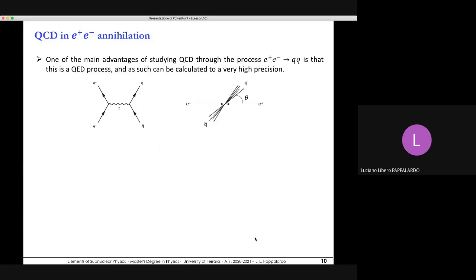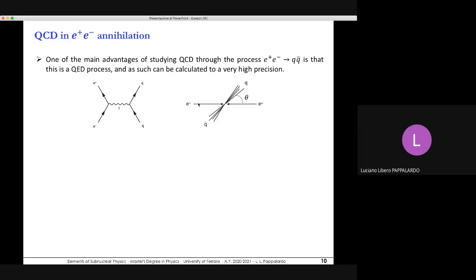Now, a very useful way indeed to study QCD is through e+e- annihilation, so through a pure QED process. This is a pure QED process where you create a quark-antiquark pair from the annihilation of an electron-positron pair. But then what happens afterwards, so essentially how these quarks will fragment into hadrons, of course belongs to the QCD framework.